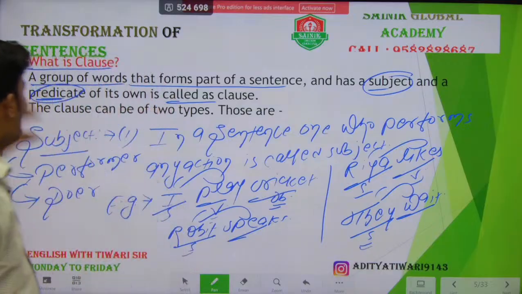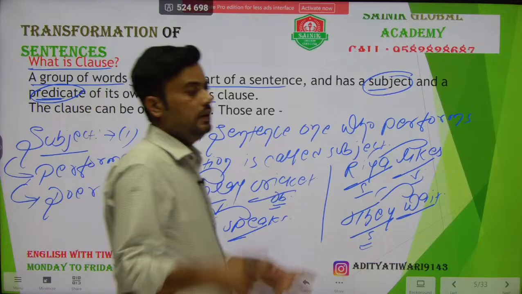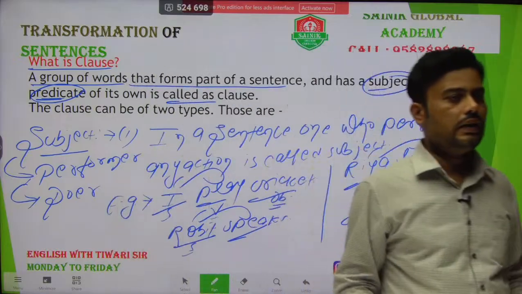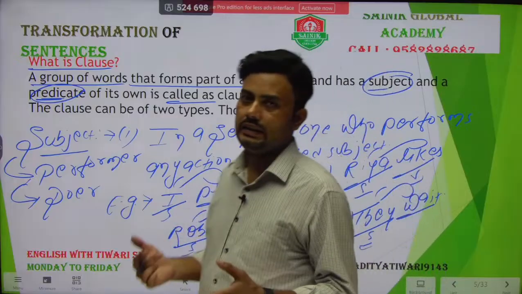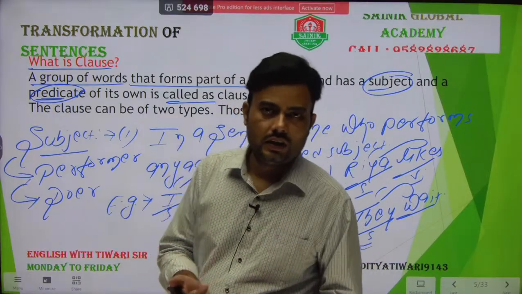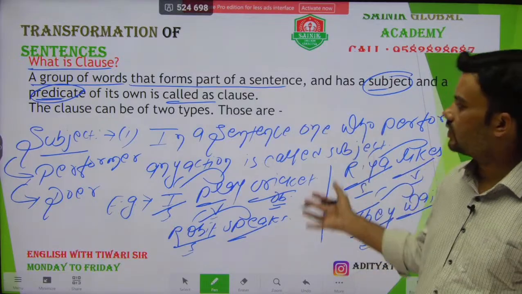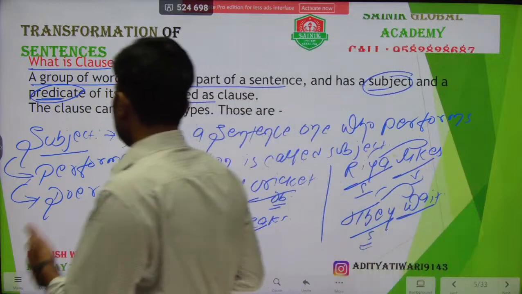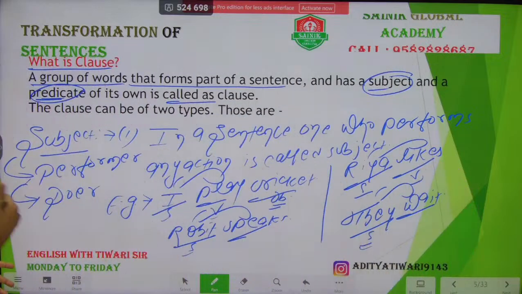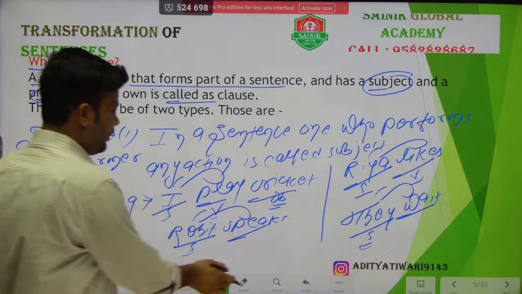So what does clause say? It says to itself that if I ever come in a sentence, then I should have my own subject as well as my own predicate. So this is the first way where you can understand what is subject. And if you are not comfortable with this rule, then here I am going to teach you one more definition, and through that you can understand what is subject. Okay, let's go for that.